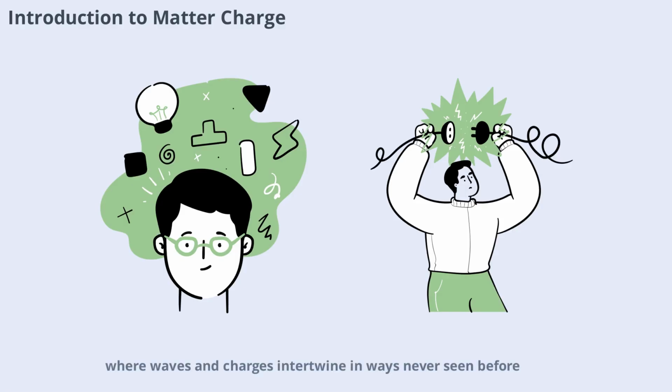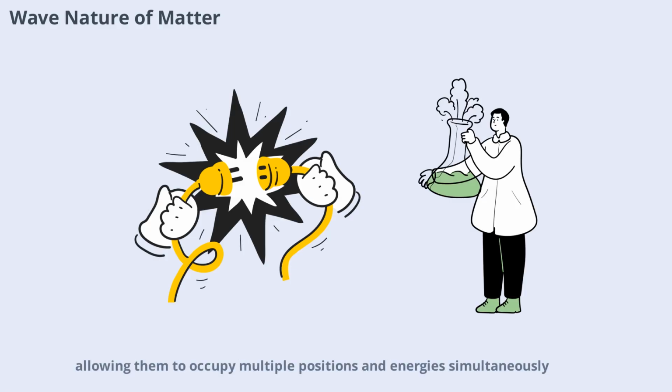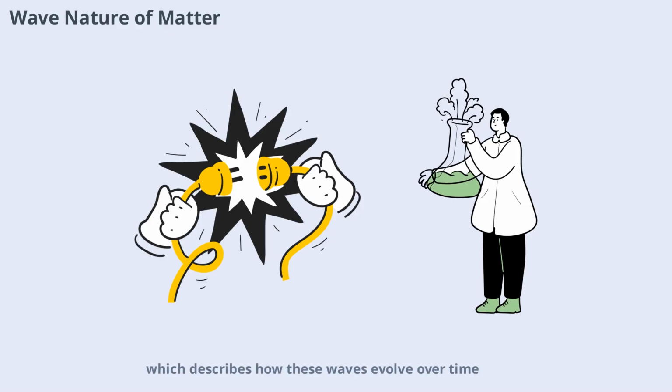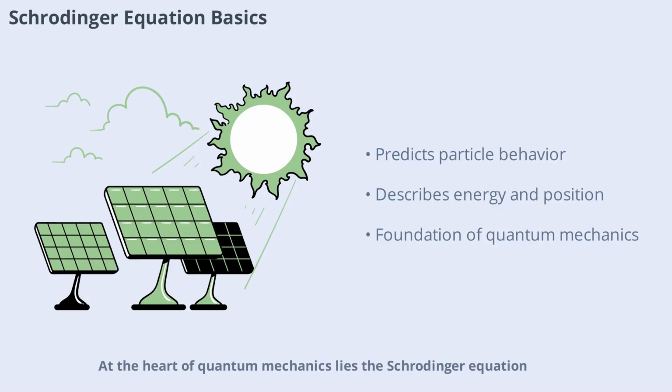ways never seen before. Wave nature of matter has been a cornerstone of quantum mechanics since its inception. Physicists have long understood that particles, such as electrons, exhibit wave-like properties, allowing them to occupy multiple positions and energies simultaneously. This duality is central to the famous Schrödinger equation, which describes how these waves evolve over time. But why do particles behave like waves? This question has inspired countless theories and experiments, leading to deeper insights into the quantum realm. As we unravel the mysteries of wave behavior, we begin to see how it connects to the newly proposed concept of matter-charge.